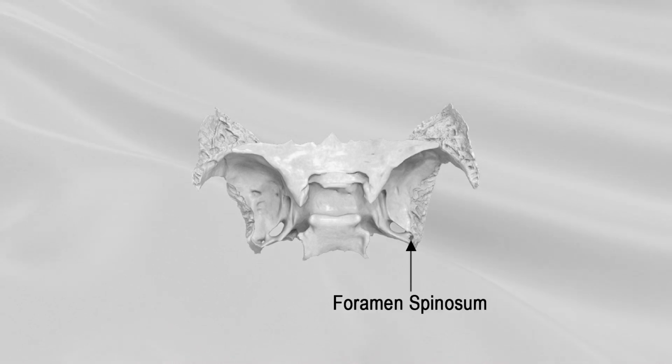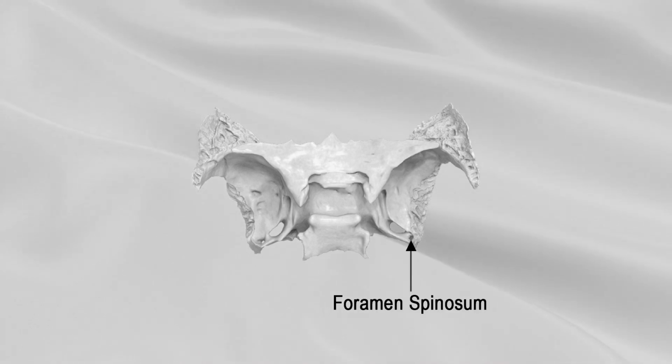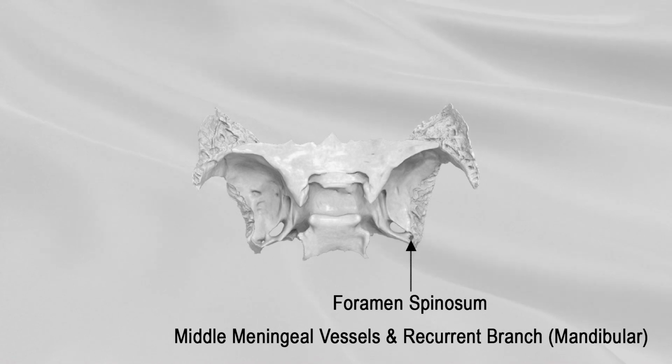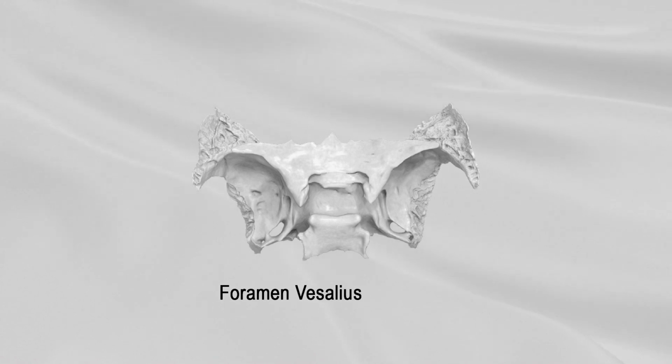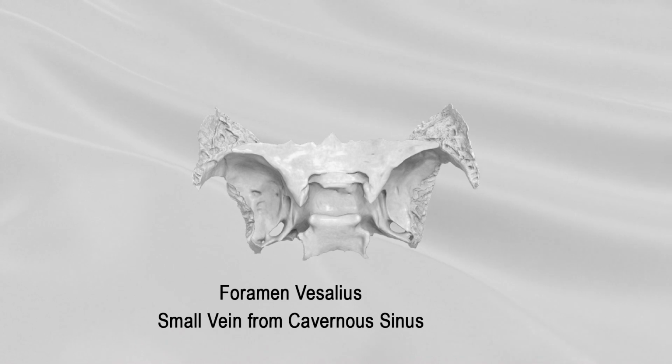In the posterior angle, near to and in front of the spine, is a short canal, sometimes double, the foramen spinosum, which transmits the middle meningeal vessels and a recurrent branch from the mandibular nerve. Medial to the foramen ovale, a small aperture, the foramen vesalius, may occasionally be seen opposite the root of the pterygoid process. It transmits a small vein from the cavernous sinus.